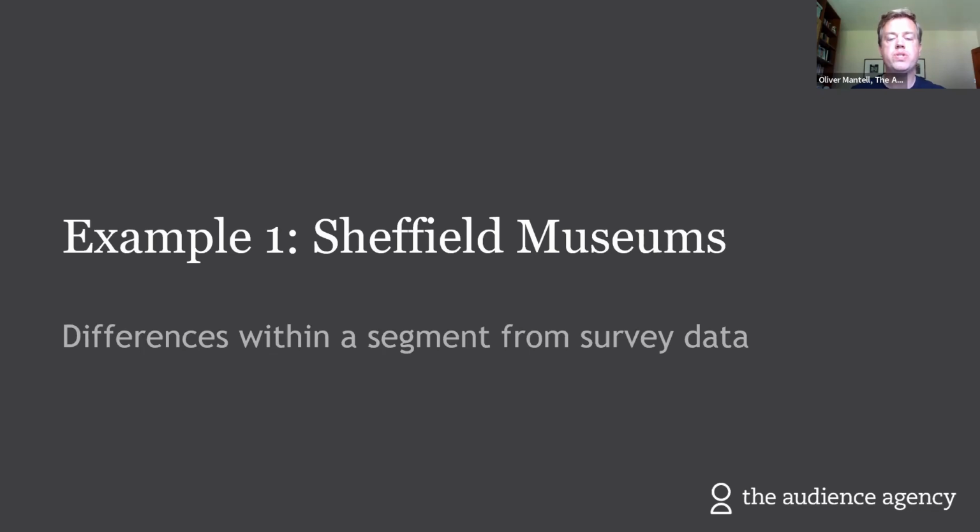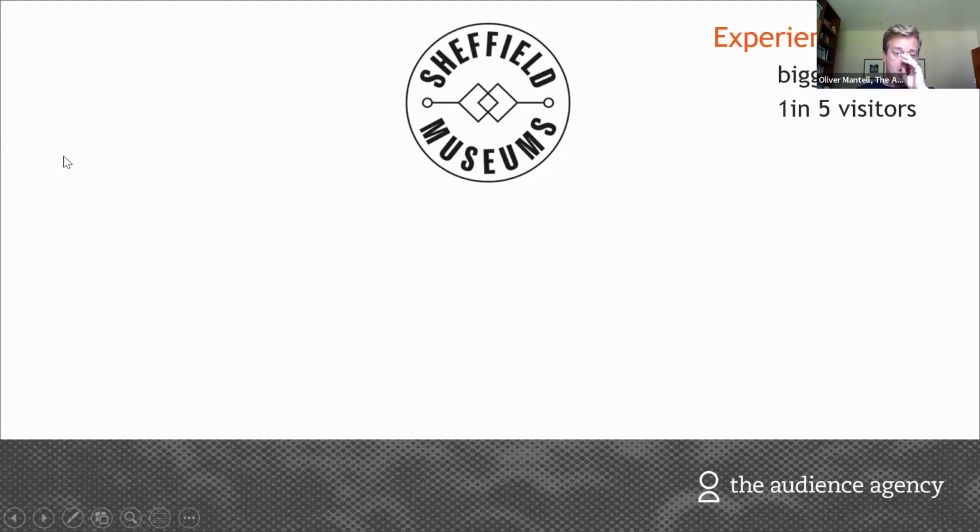So we used that to look at some of the survey data, and particularly to zoom in on one of the segments. A big chunk of Sheffield Museums' audience is experience seekers, 1 in 5 of their visitors, roughly speaking, which means that segment is big enough that it's usable, but there's room to differentiate within it. So what we did is we tagged the survey responses with the Audience Spectrum types, and then did some analysis based on that.